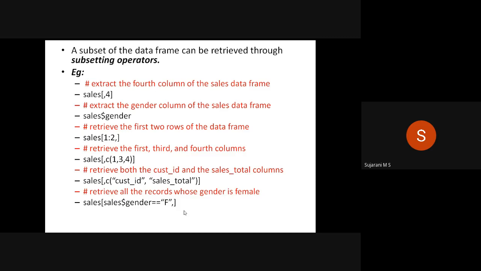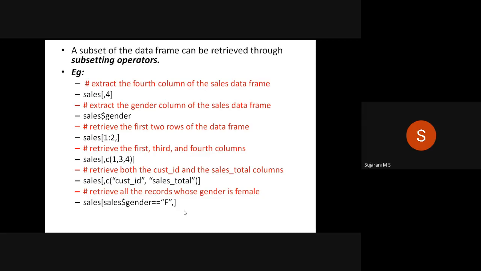Okay. Suppose we want to retrieve particularly the first, third and 4th columns, then no need to specify the row numbers. We specify the column numbers only, that is column of 1, 3, 4. It retrieves the first column, third column and 4th column. Suppose we want to retrieve the customer field and total number of sales, instead of column number, we can specify the name of the column also. That is explained in the next example.